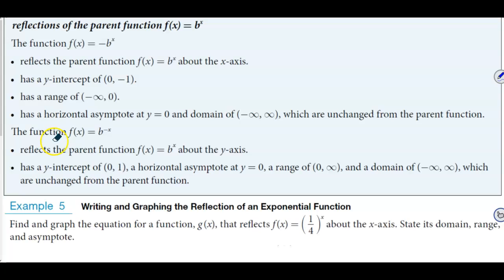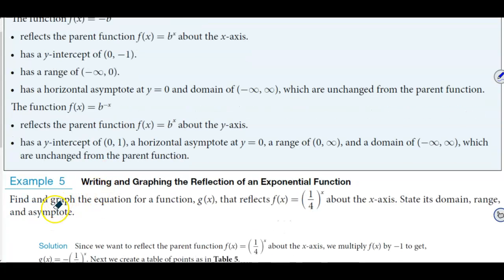And also the function f of x equals b to the negative x. So now instead of the y being multiplied by the negative sign, now the x is what's being manipulated by the negative sign. So this is going to reflect the parent function f of x equals b to the x about the y-axis. It has a y-intercept of 0, 1, a horizontal asymptote at y equals 0, and a range of 0 to infinity and a domain of negative infinity to positive infinity, which are unchanged from the parent function.